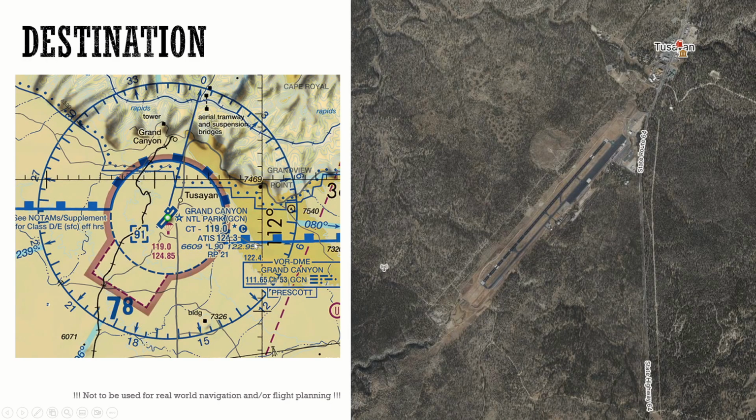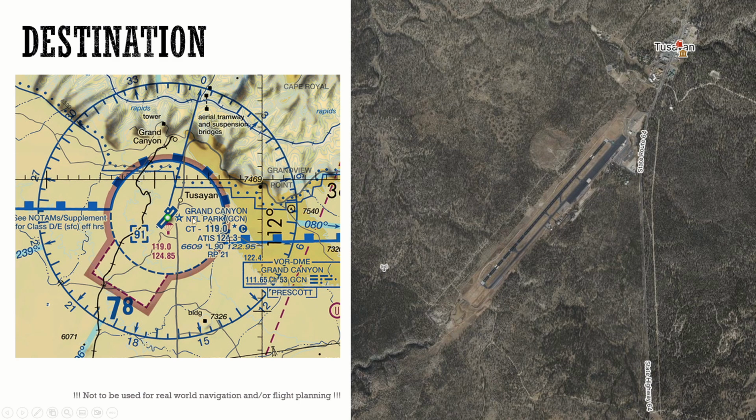Our destination today is Grand Canyon National Park Airport, which is the base for many of those commercial tours that are flying across or around the Grand Canyon. But for today, it's going to be our destination, and we'll see next time what we're going to do.